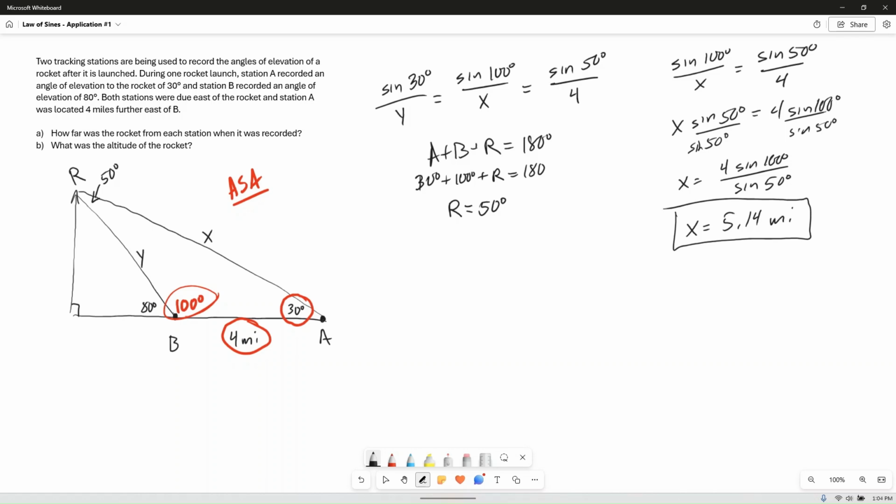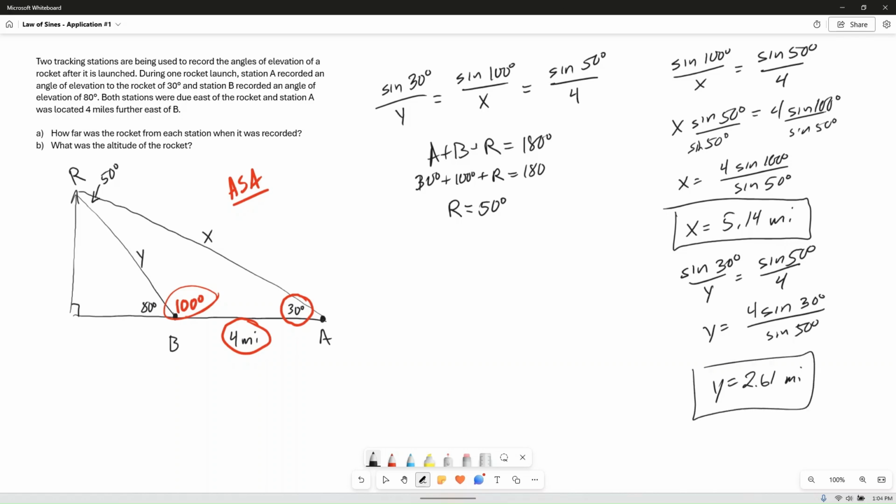To find the distance for tracking station B, that's the Y value. So we're going to set up the proportion sine of 30 degrees over Y is equal to the sine of 50 degrees over 4. We cross multiply and divide. It's the same algebra, just different numbers. So Y equals 4 times the sine of 30 degrees over the sine of 50 degrees. If we compute that on our calculator, we will get that Y is equal to 2.61 miles. Okay, so those are the distances that tell us how far the rocket was from each station.